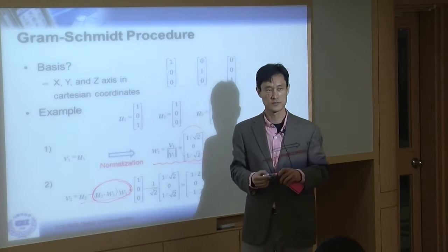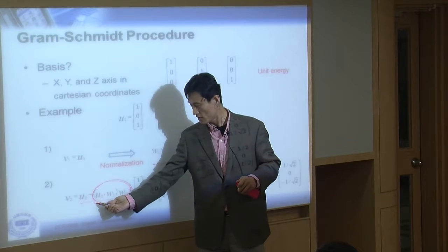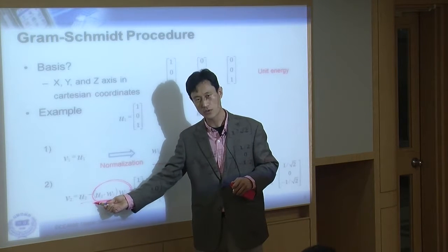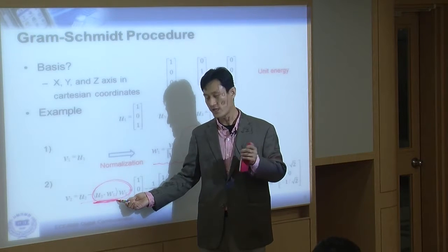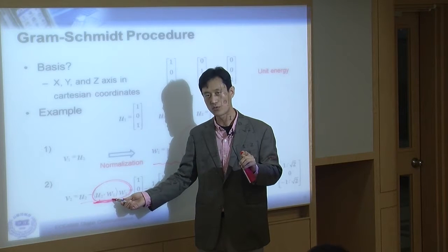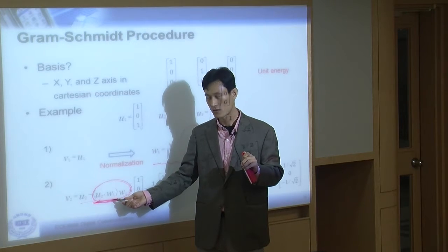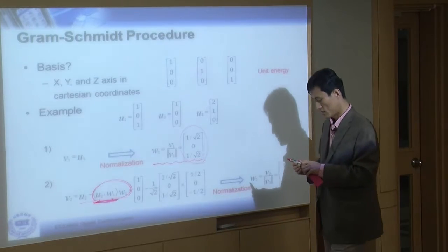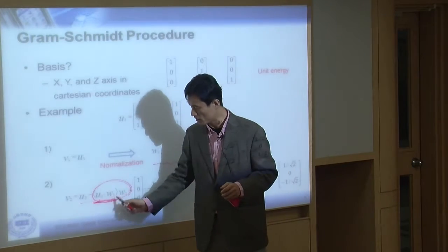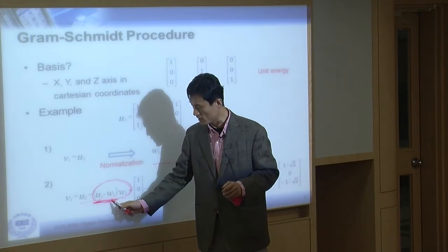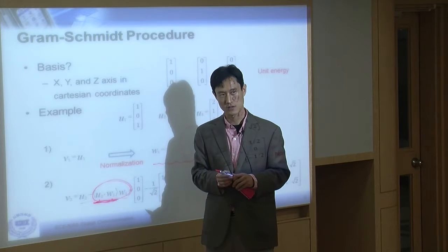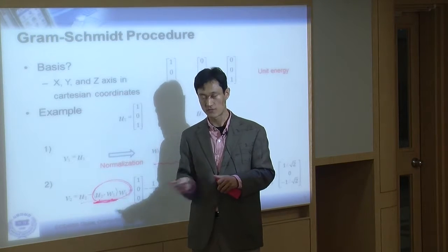How do you know? Because look at this one. This is what? This is a cross correlation. Correlation between U2 and W1, right? So therefore, this is a correlation part between these two vectors, and we're going to subtract that correlation from U2.